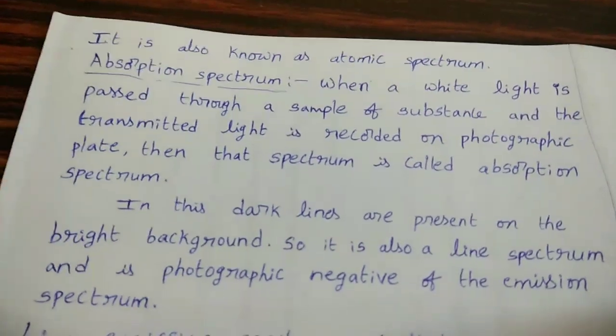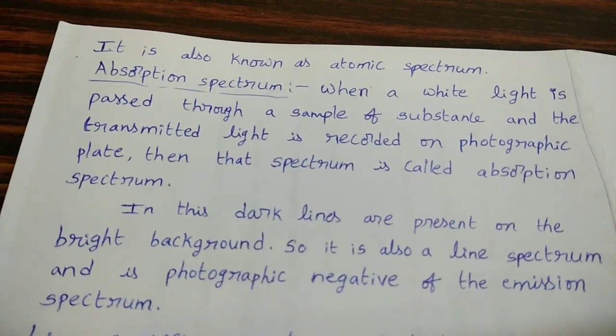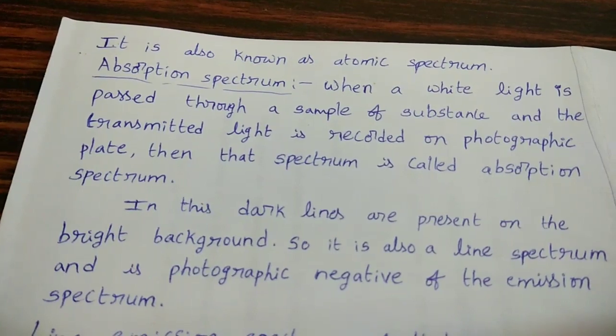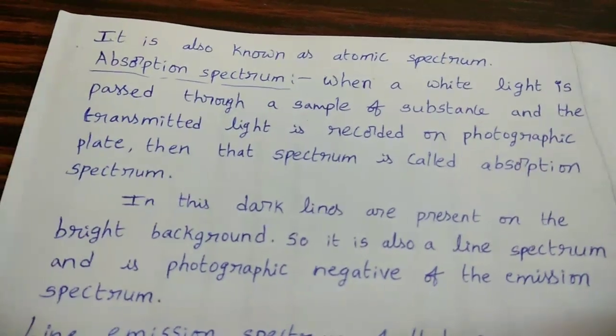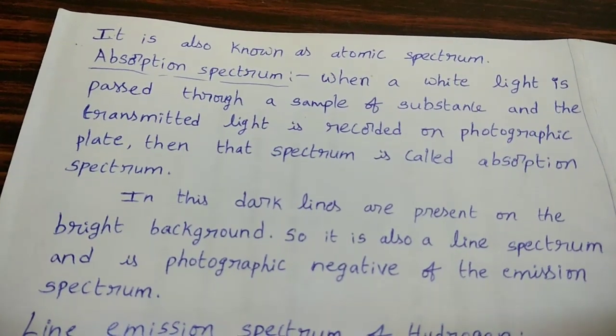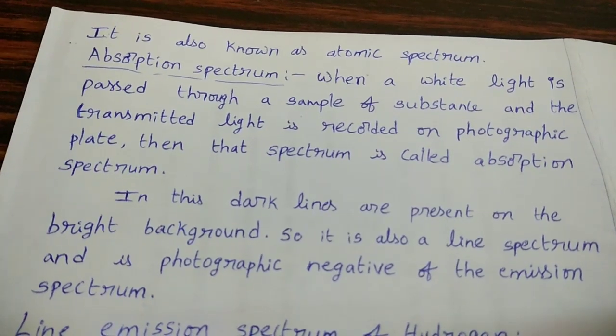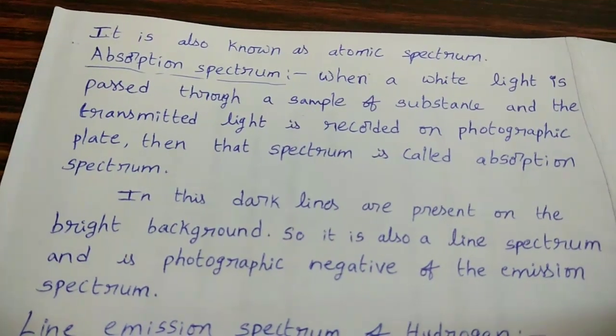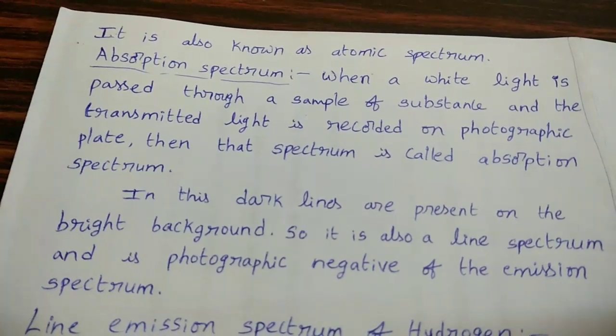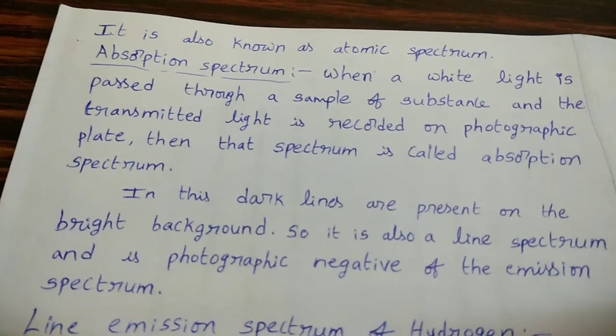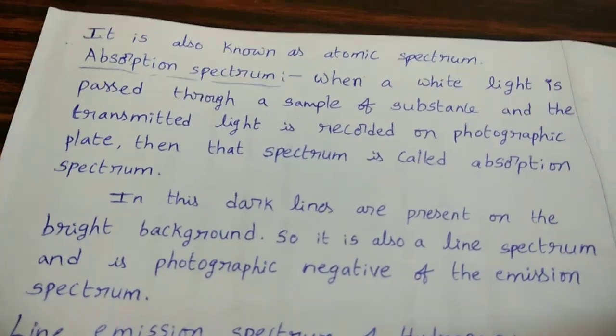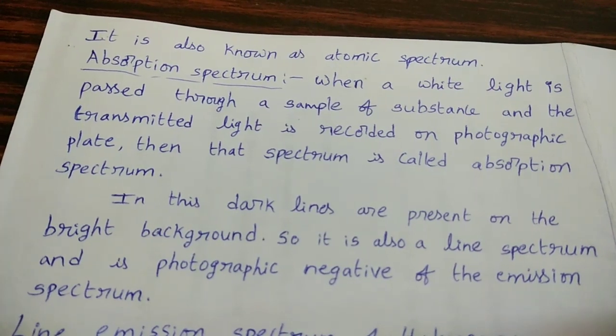See here, 3 wavelengths are absorbed by the substance. The remaining 7 wavelengths are transmitted. For that transmitted light, if we take the spectrum, that is the absorption spectrum. In that absorption spectrum, at these 3 places, dark lines appear. For those 3 wavelengths, if we take the spectrum, that is the emission spectrum.